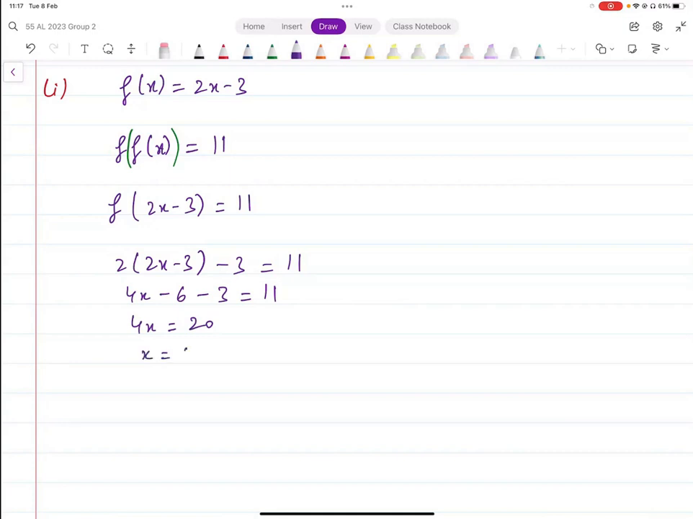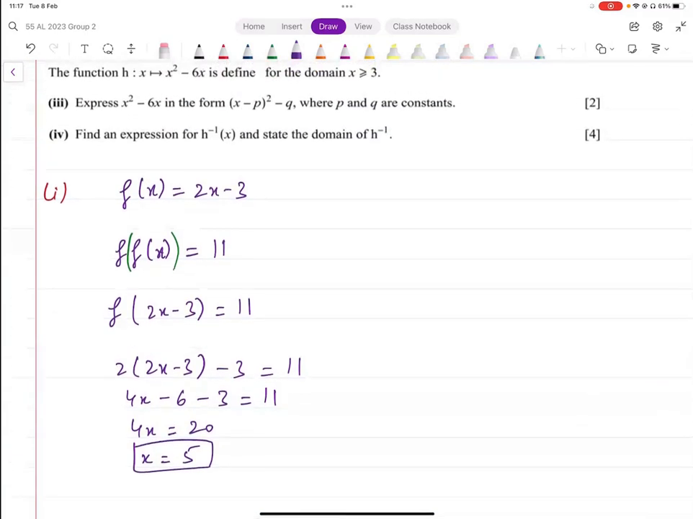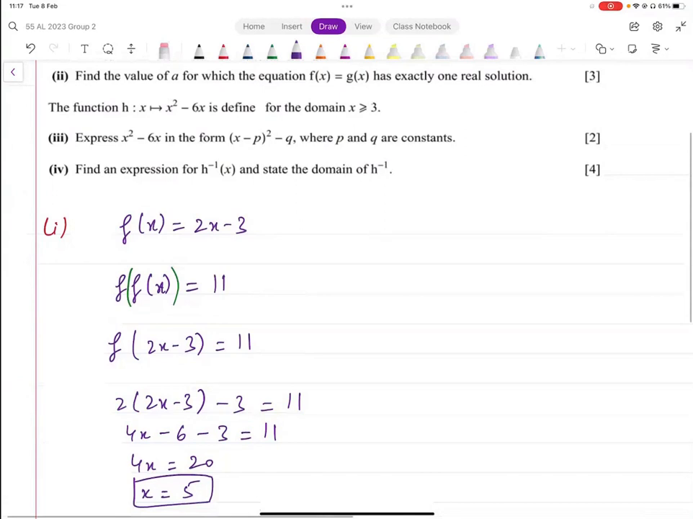x की value हमारे पास यहाँ से क्या आ जाएगी? It turns out to be 5. Right? So that's what we had to do in the first part. We had to solve this equation. Does this make sense to everyone? Any problems with this? Yes.